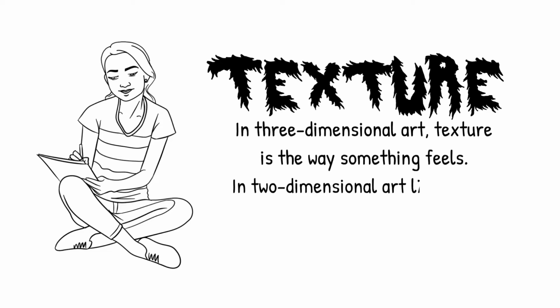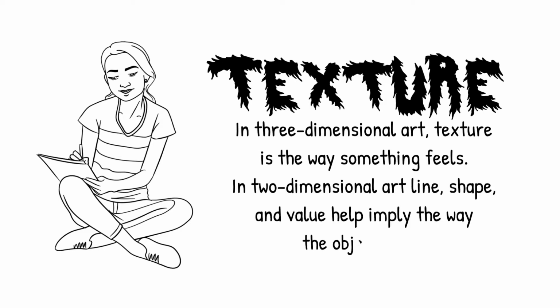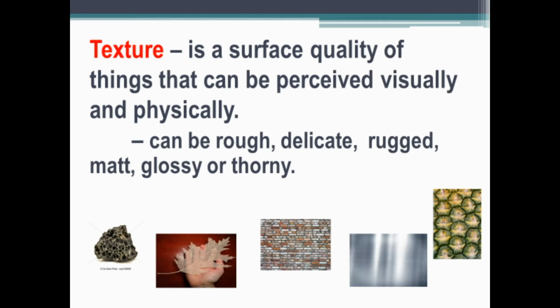In two-dimensional art, line, shape, and value help imply the way the object feels. On the other hand, texture is a surface quality of things that can be perceived visually and physically. Texture can be rough, delicate, rugged, matte, glossy, or thorny, like those pictured objects on your screen.